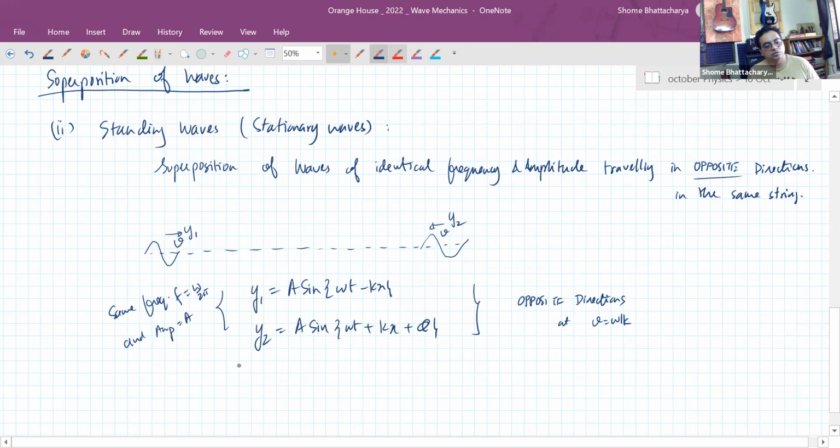The superposition of these two means that at any point x on the medium, at any time t, the net displacement will be the superposition of the displacements because of each of the waves. So now we have to calculate, or solve, this term.